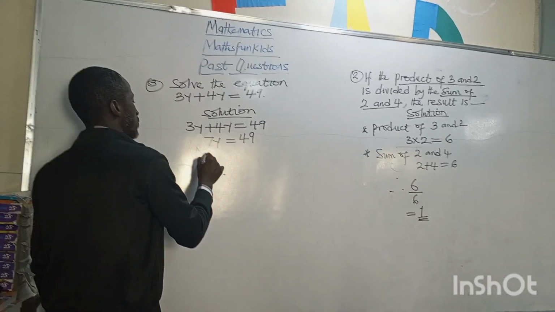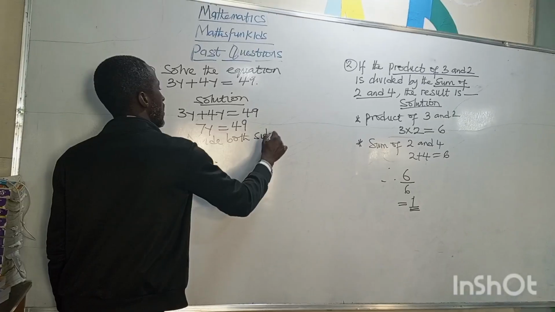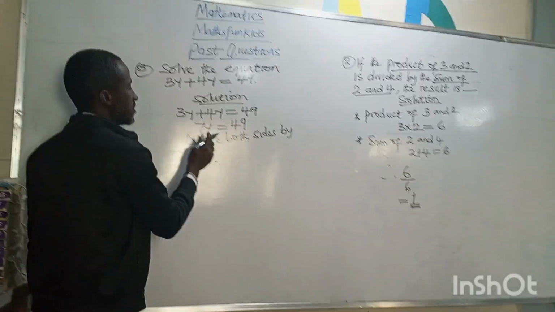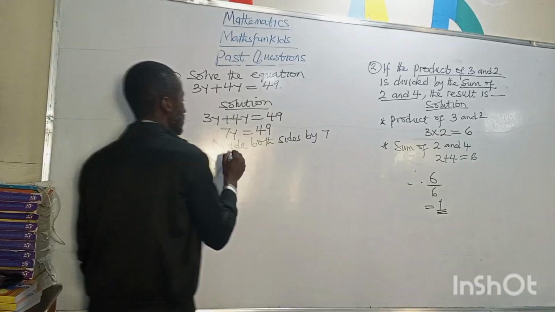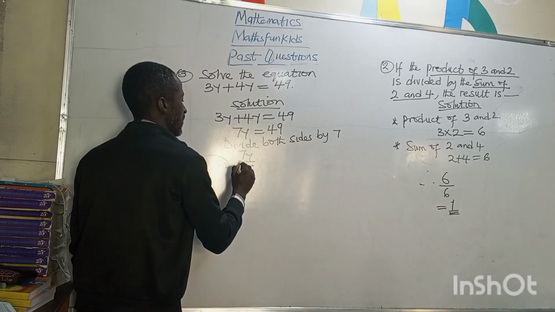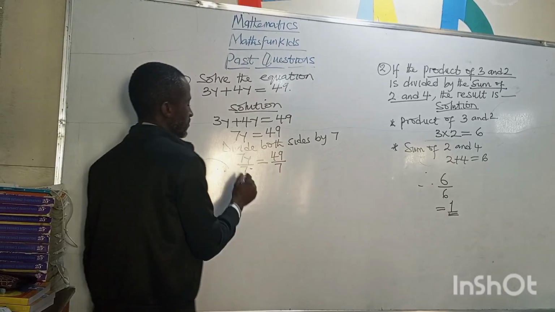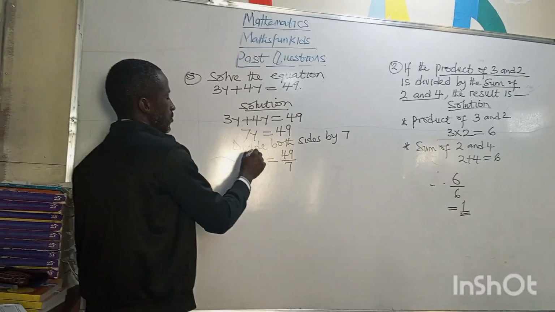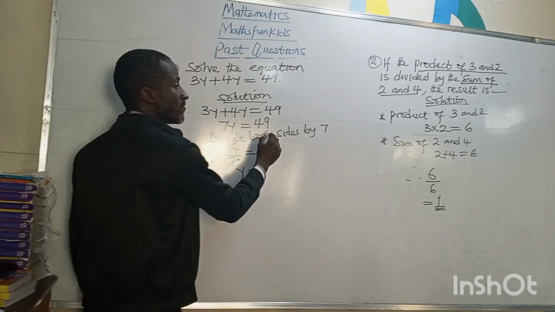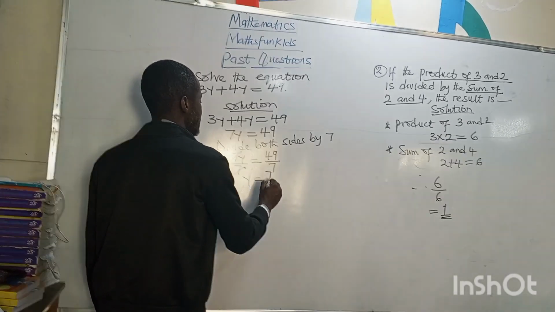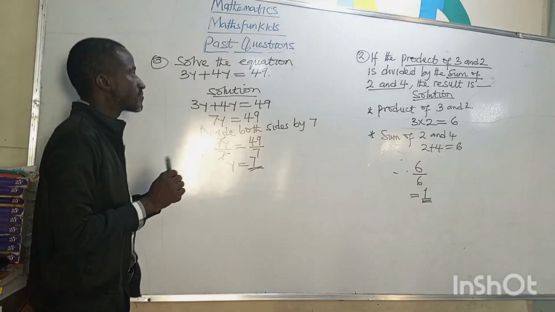So we divide both sides by the coefficient of y, which is 7. 7y over 7 equal to 49 over 7. We remove 7, you are left with y equal to 7 goes in 49 is 7. That's the final answer for question number 3.